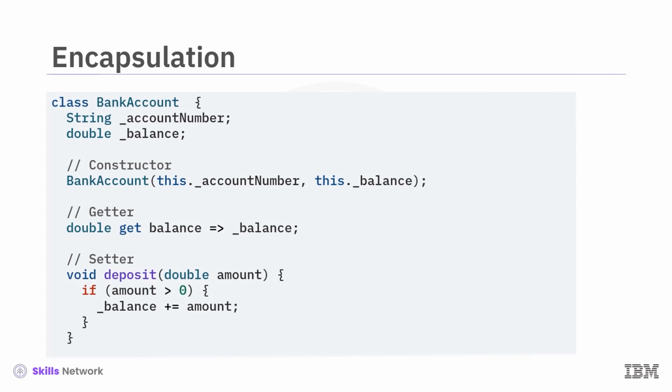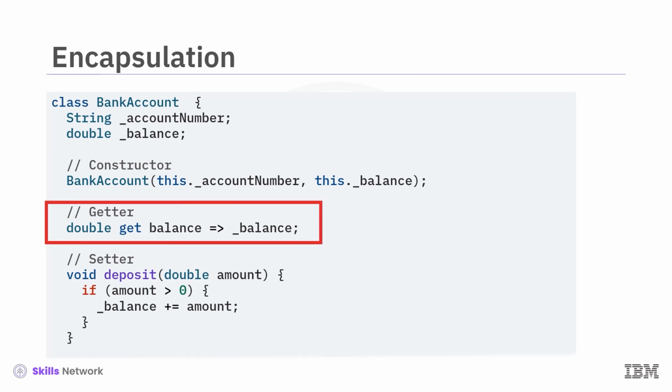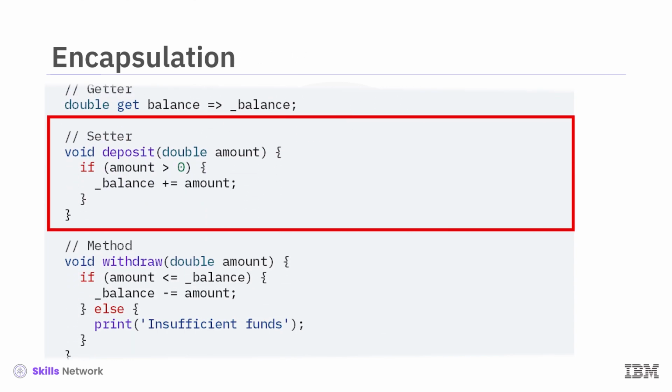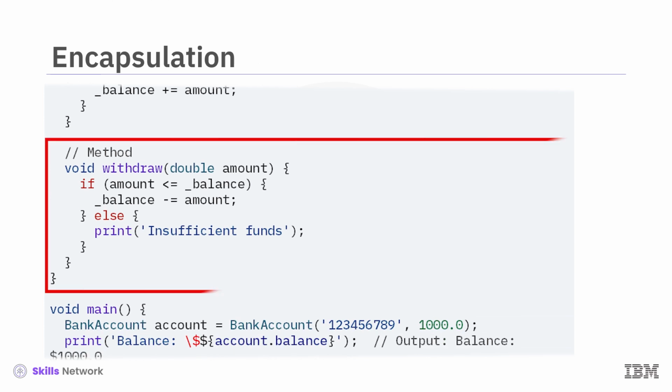Let's explore encapsulation with the bank account class. This code focuses on restricting unauthorized access to sensitive data. Account number and balance are declared as private variables, preventing their modification or access from outside the class. Balance is a getter that provides access to the balance variable. Deposit is a setter that validates and allows deposits to the balance variable. Finally, the withdraw method checks for sufficient funds and performs withdrawal operations.